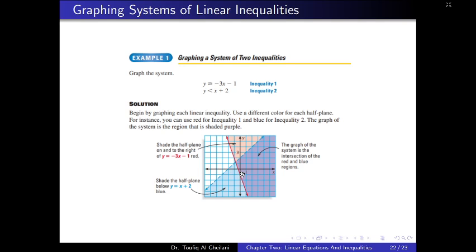minus a third, sorry, minus a third here. Look, so this is the red line for the first inequality.